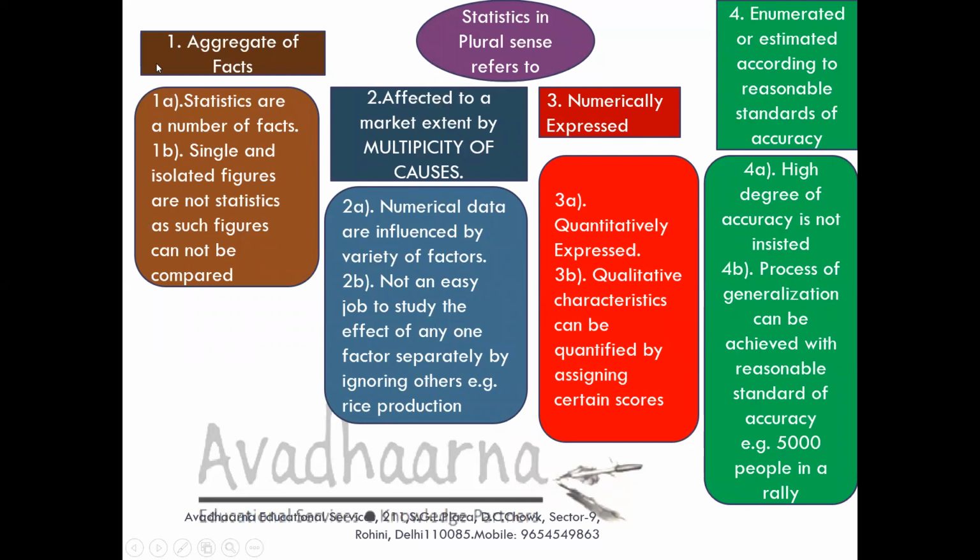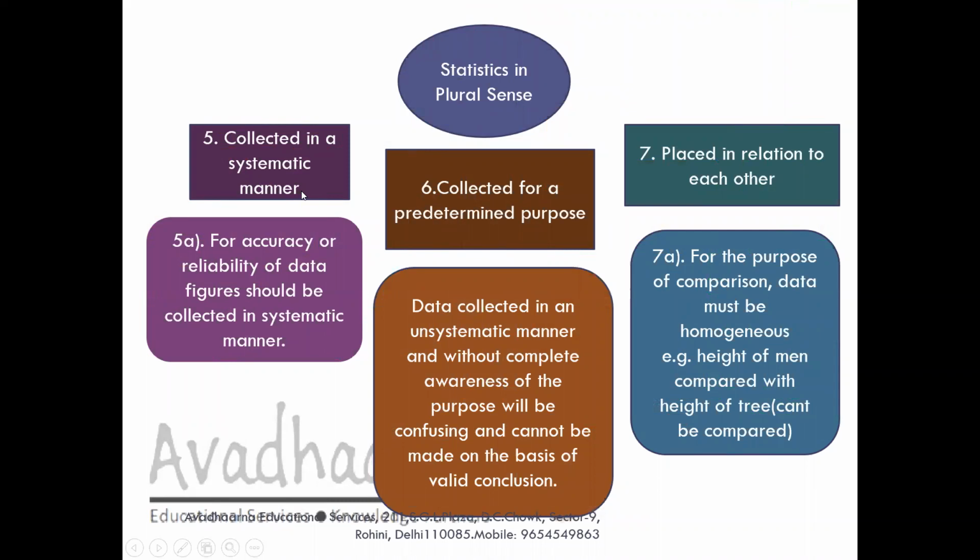So statistics in plural sense refers to, the definition is, it is aggregate of facts affected to a marked extent by multiplicity of causes, numerically expressed, enumerated or estimated according to reasonable standards of accuracy, collected in a systematic manner for a predetermined purpose and placed in relation to each other. Fine. This was the definition. I have broken this definition and prepared this mind map and I have broken this definition into parts.